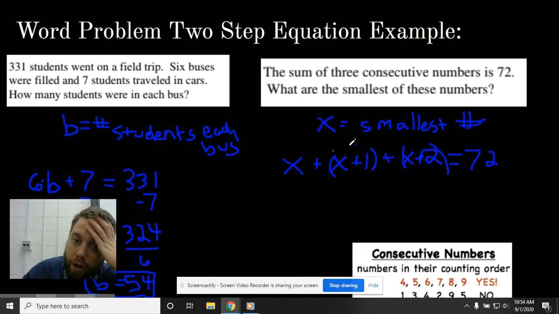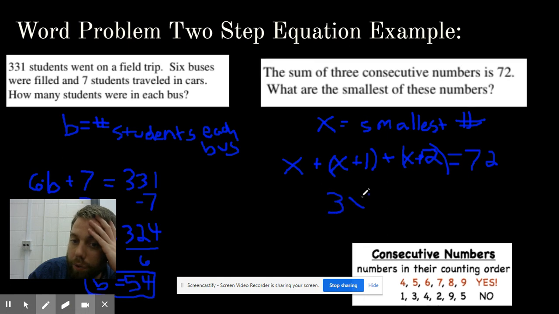So we gave one number, and then the next number is just one more, and then the next number is two more. Okay? So putting these all together, or combining like terms, gives us 3x. We have three x's that are added together, plus 3, which is the 1 and the 2, is equal to 72.